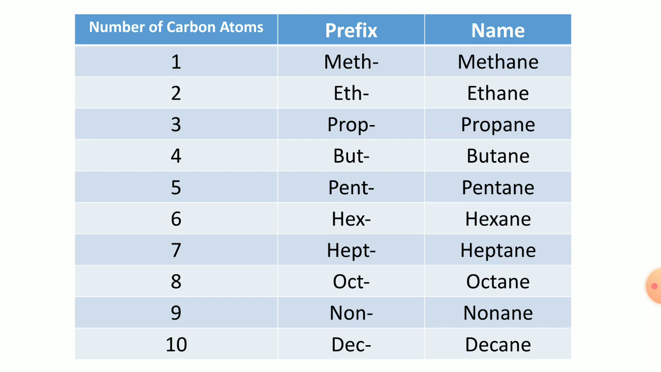So alkanes are commonly used as fuels. So we have methane, ethane, propane, and butane are all components of natural gas. So propane and butane are the major gases in liquefied petroleum gas, which is known as LPG.